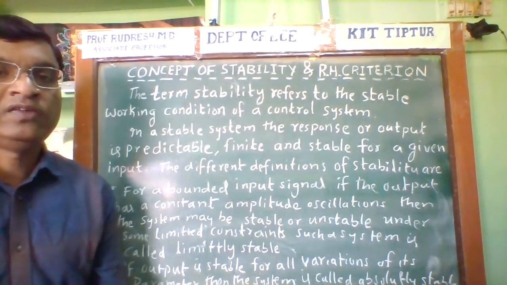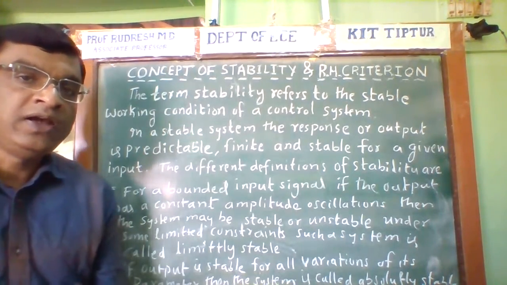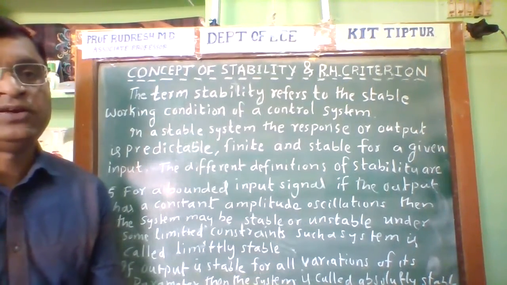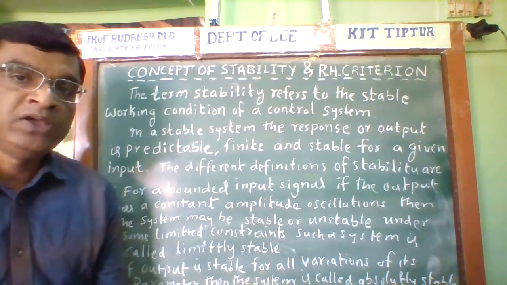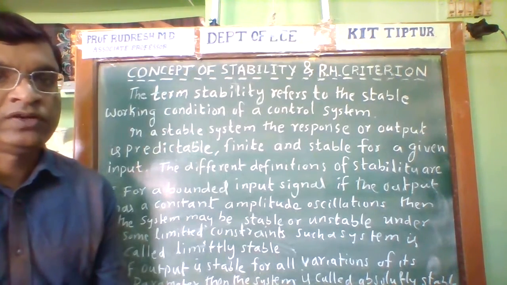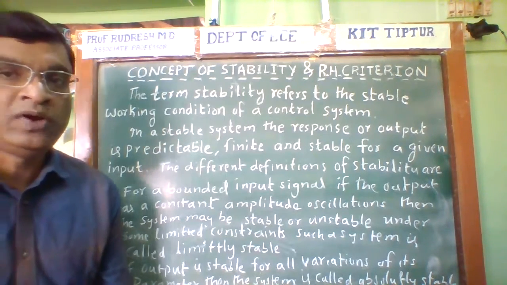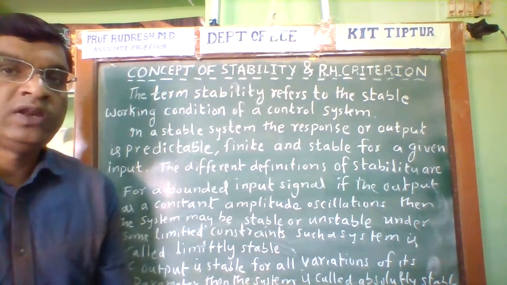Now, in order to analyze the stability of the control system, we use the RH criterion. RH criterion means Routh-Hurwitz criterion. Routh is the name of the scientist.